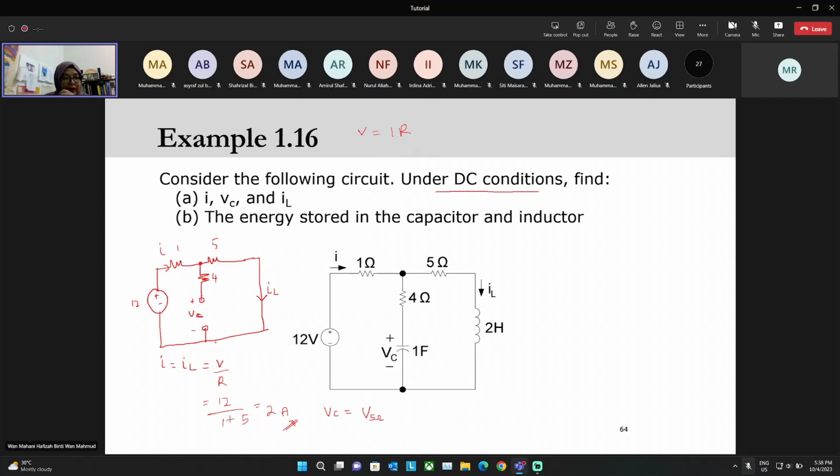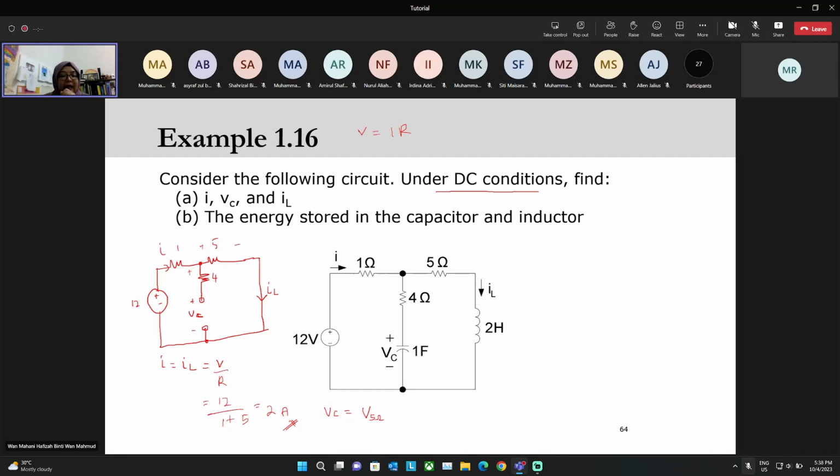Dia sama, parallel. Ini node mana? Ini node dia, kan? So VC ni adalah voltage kat sini. Tapi since 4 ohms ni tak function, the same parallel dia ni, VC ni sama juga kalau you letak dari atas ke bawah. So VC ni adalah sama dengan voltage across 5 ohm. Betul? Plus minus kat sini, sebab dia parallel.